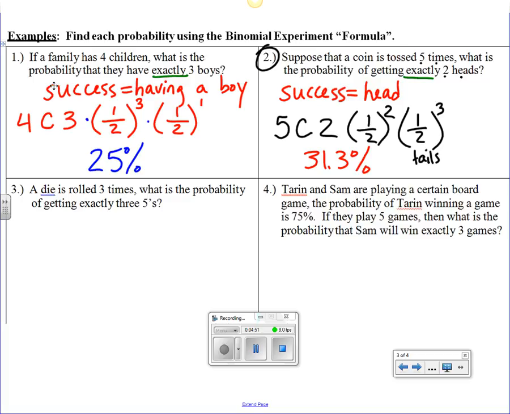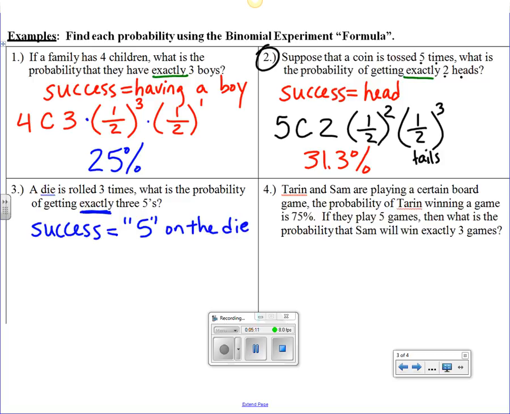All right, number 3, a die is rolled 3 times. What is the probability of getting exactly 3 5s? Exactly is the key word telling you to use this formula we're using today. A success is a 5 on the die.